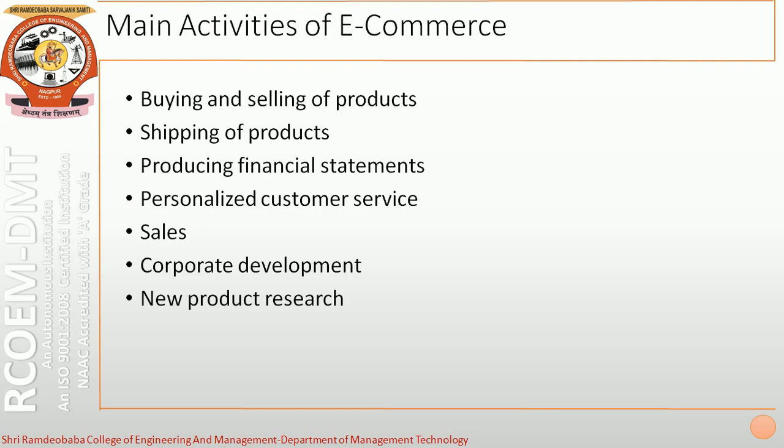Buying and selling, of course, that is one of the main activities, buying and selling of product or service. Then if you're buying or selling, then shipping can also be one of the main activities of e-commerce. So, how do you keep track, like FedEx and all, of the product being shipped, or producing financial statements? That is also one of the activities of e-commerce. How much is the bill? How are you going to pay it?